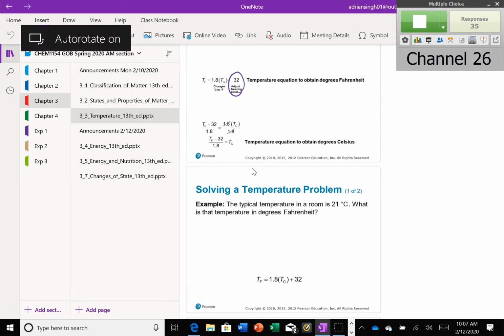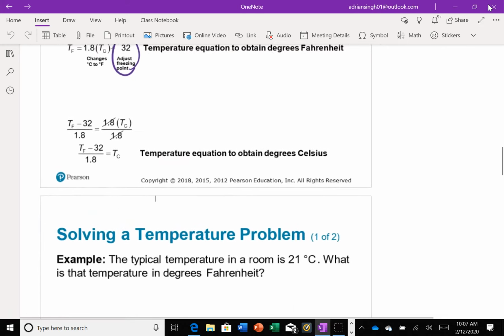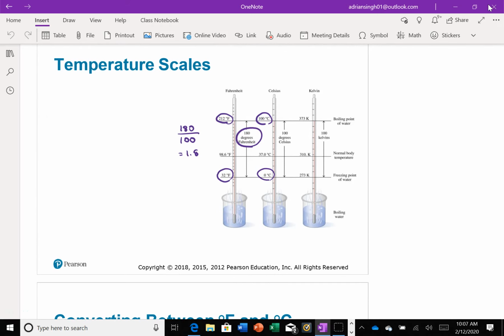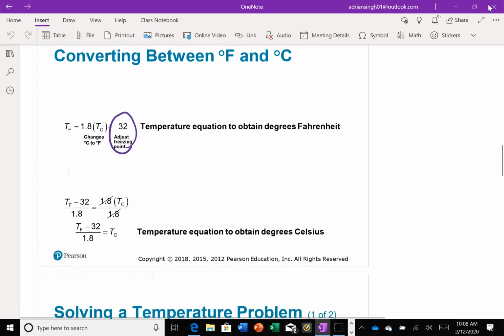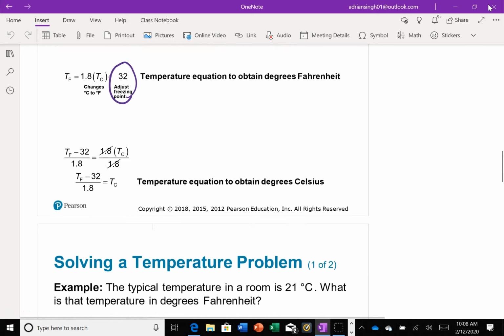Temperature is a measure of how hot or how cold something is, and we had looked at three different temperature scales that we talked about back in chapter 2: the Celsius, the Fahrenheit, and the Kelvin scale. And then we looked at how we can convert between Celsius and Fahrenheit, right? So we looked at a couple of these equations down here. It's important when you're using these equations that you do the operations in the correct order.